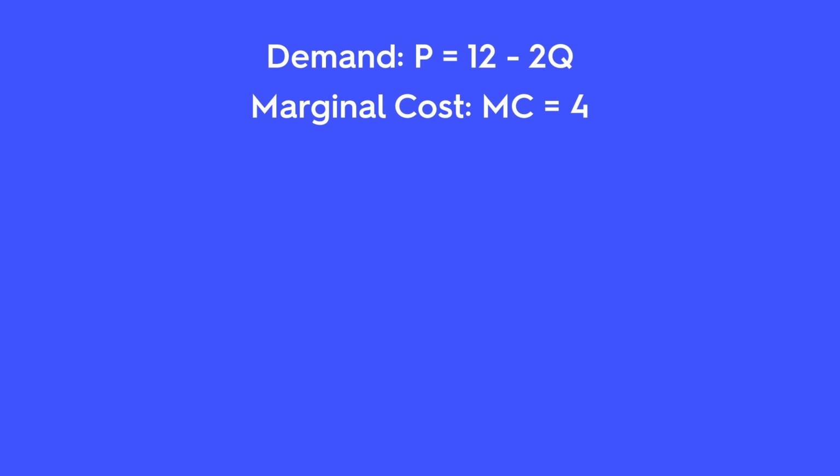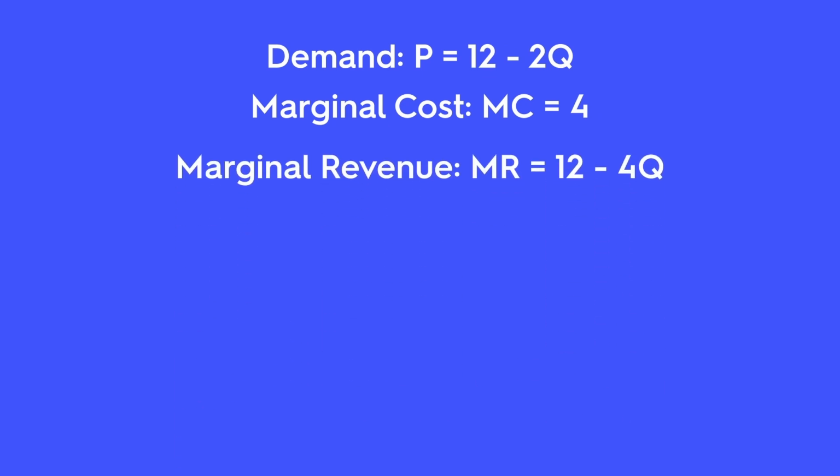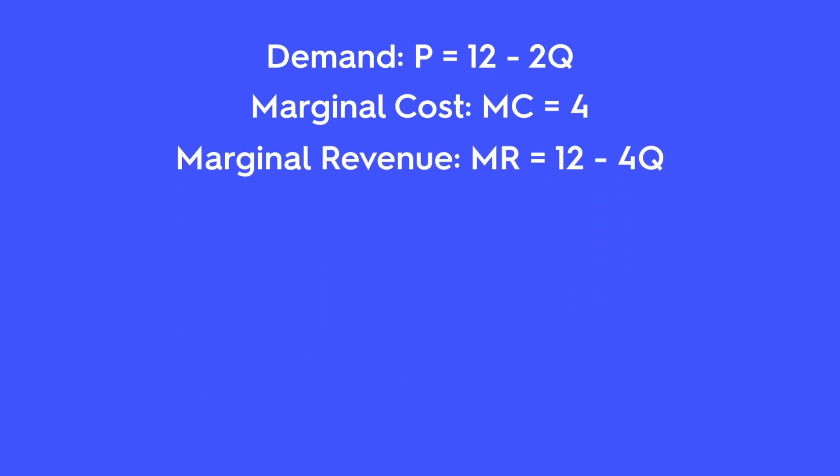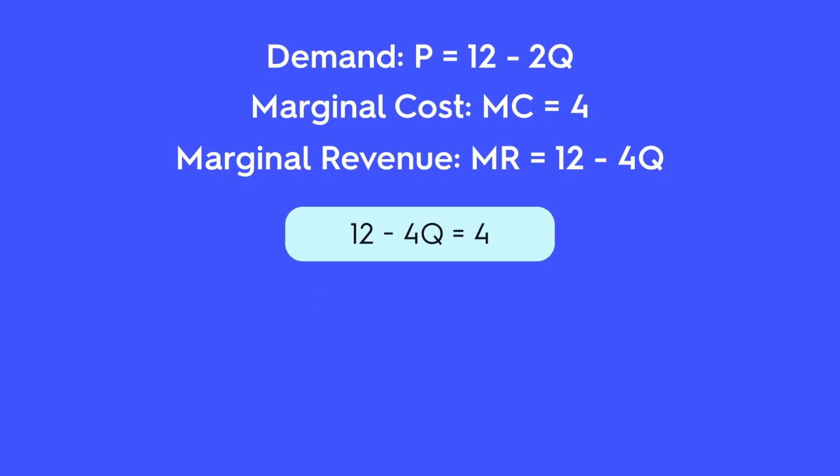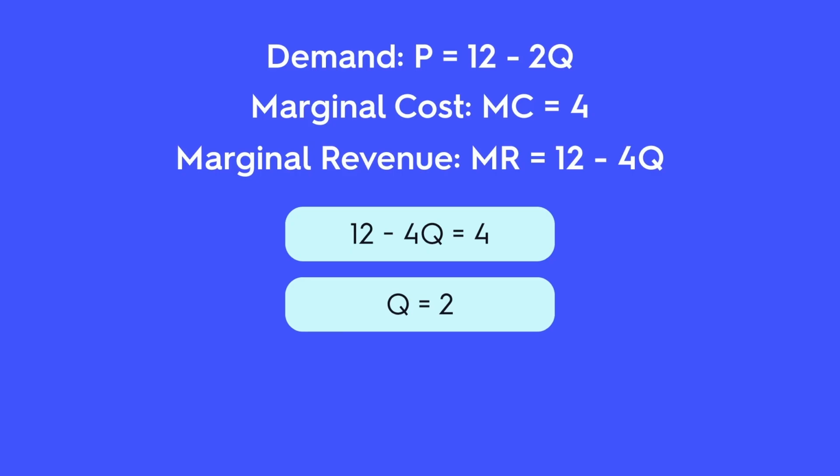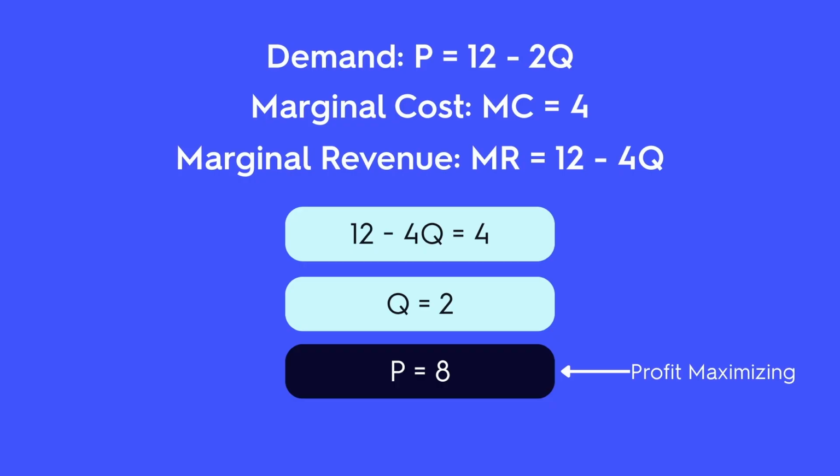Let us try one example. Suppose demand is P equals 12 minus 2Q, and marginal cost is 4. Then marginal revenue is 12 minus 4Q. Set marginal revenue equal to marginal cost. 12 minus 4Q equals 4. Solving gives Q equals 2. Next, plug that quantity into demand. Price becomes 8. So the monopolist chooses 2 units and charges $8.